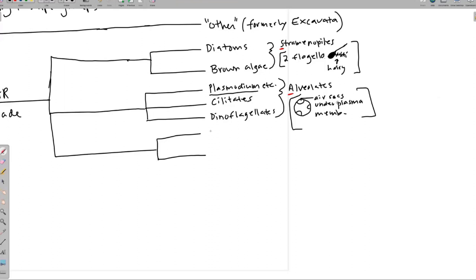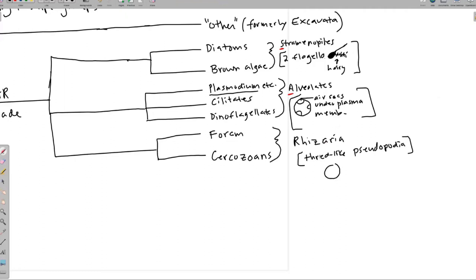And that last group of the SAR is the R. Two groups I need you to know, and there are some other groups. The Rhizaria. Rhizo means root. And that's because they have generally thread-like pseudopodia. Instead of an amoeba, which has lobe-like ones, these are thread-like.